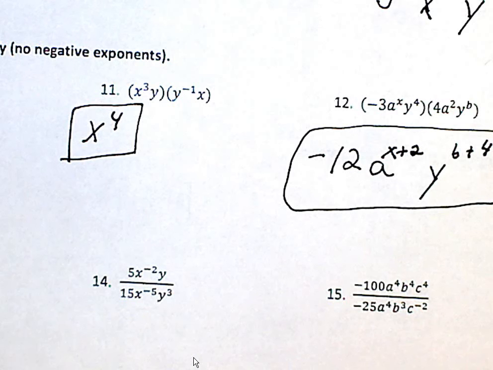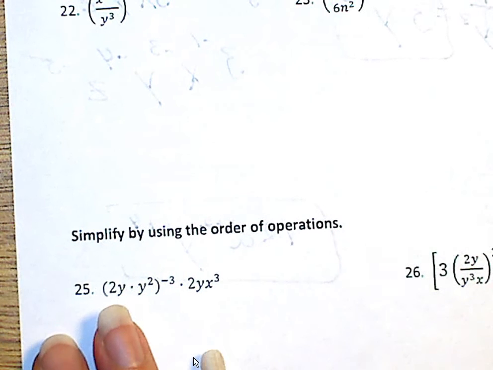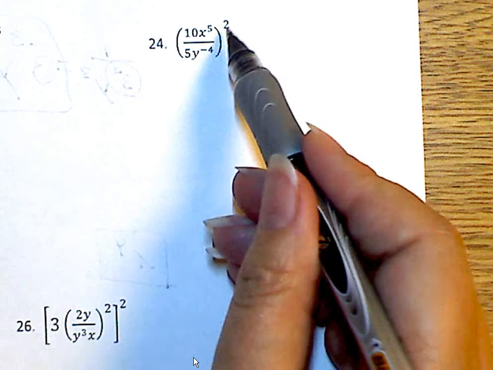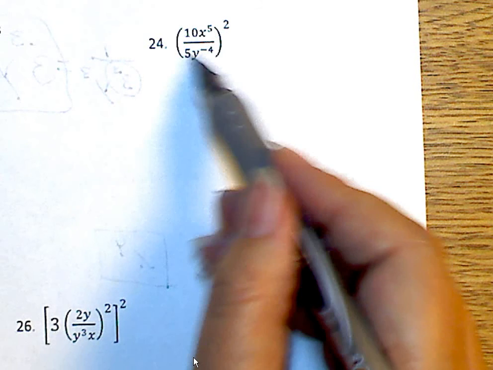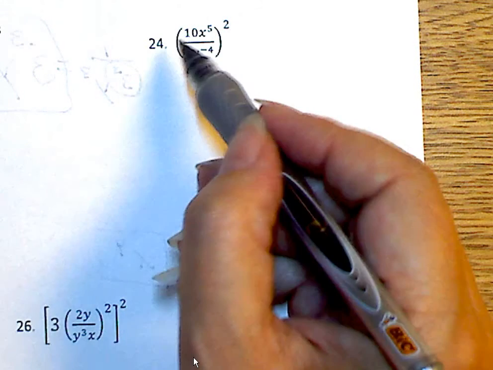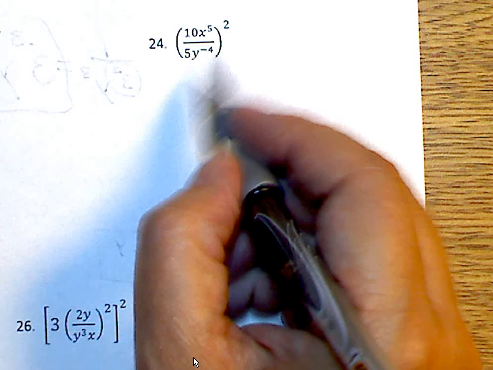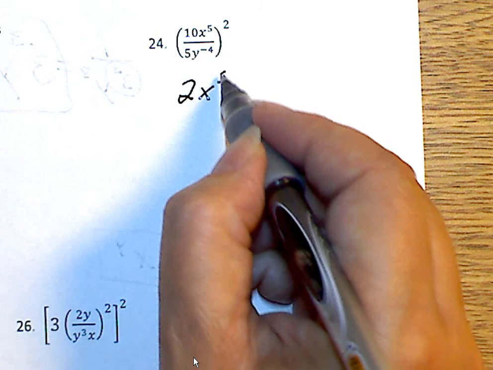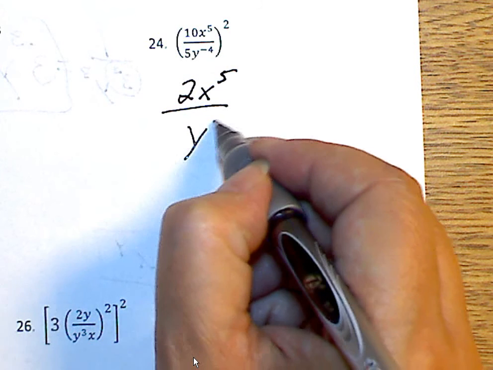Another number that you want to see. 22. No, 24. 24? Okay. 24. The first thing you want to do is simplify anything you can inside. So 5 goes into 10 twice. So I'm going to simplify it to 2x to the 5th over y to the negative 4. And I'm going to square that.